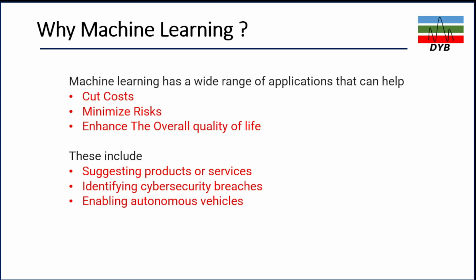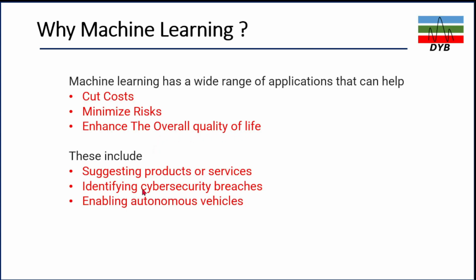Machine learning has a wide range of applications that help, first of all, to cut the cost, and second, to minimize the risk, because there are a lot of decisions you have to make based on different types of data, but the human brain cannot recognize these types of risk. So you just give the information to the machine, then you can get the output from the machine, and it also enhances the overall quality of life. Sometimes you have to take decisions on life quality, and then you can use machine learning algorithms to enhance the overall quality of life.